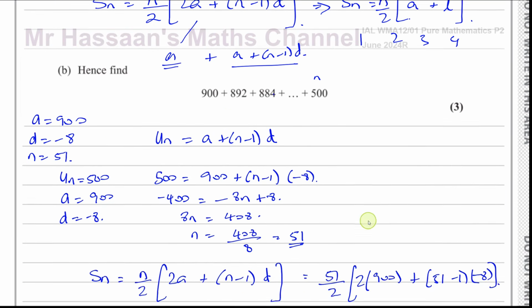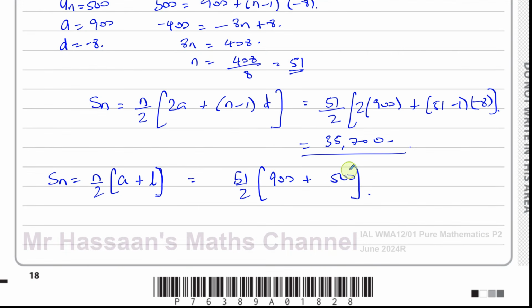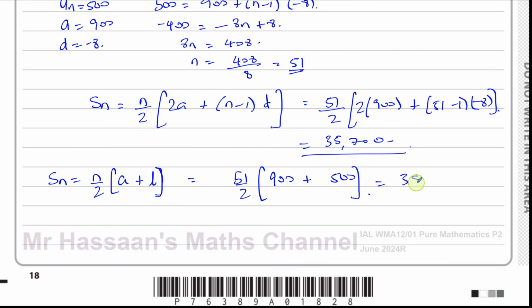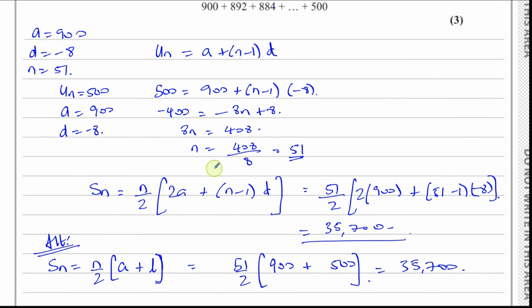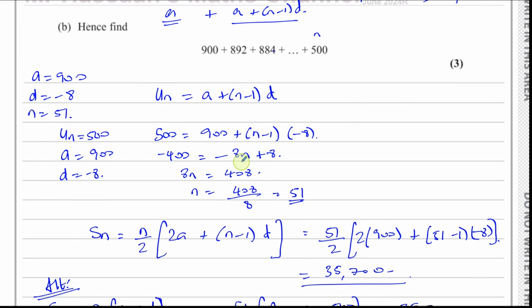Okay, we know the first term, we know the last term, we know there's 51 terms. And that should give us exactly the same answer. So we do 51 over 2 multiplied by 900 plus 500, and we should get exactly the same answer, 35,700. So that's an alternative way of answering this question. Both of them would be perfectly fine. Okay, and that formula is also in the formula sheet as well, for the arithmetic series, as you see. So that concludes question 8, part 1, A and B.